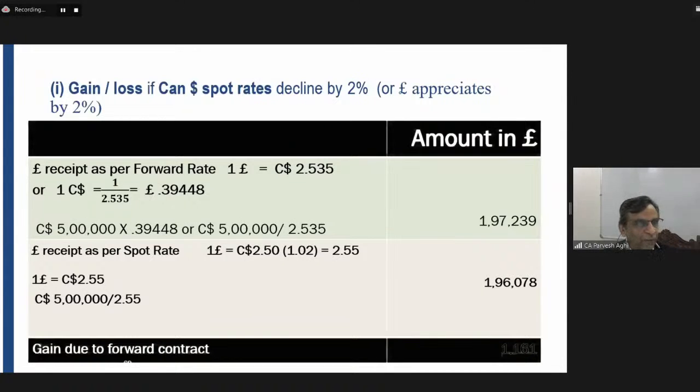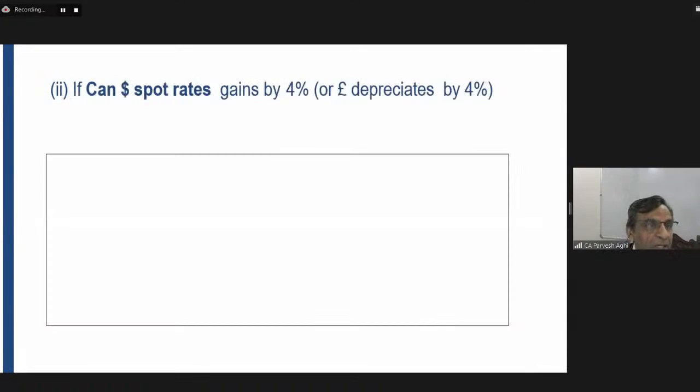So if you just apply a formula, you will always be unsure whether you are doing it wrong or right. Now, if the Canadian spot rate gains by 4%, which means the pound depreciates by 4%, then as per the interest rate differential theory, which the question says has truly played out in the forward market, the Canadian dollar should have depreciated by 1.5% for the 6 months, whereas it has gained by 4%.